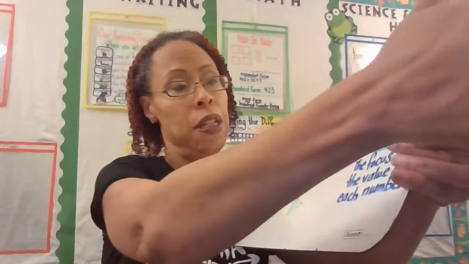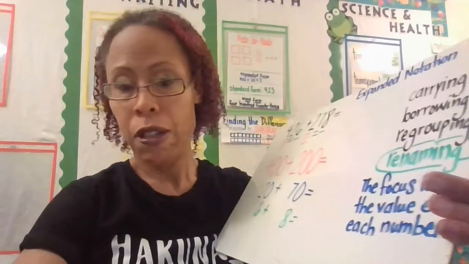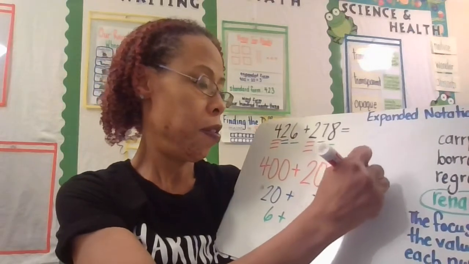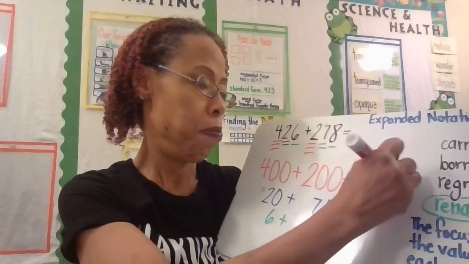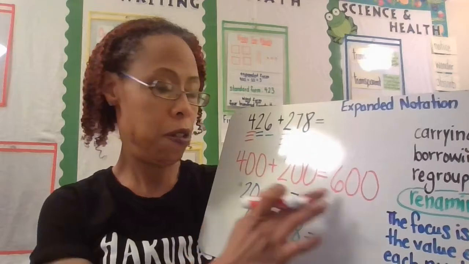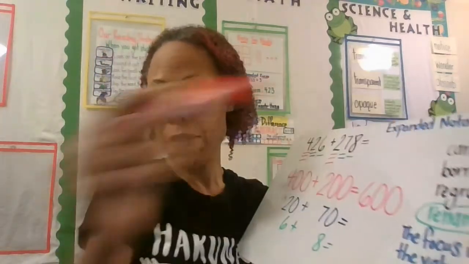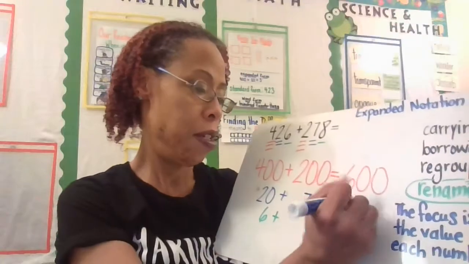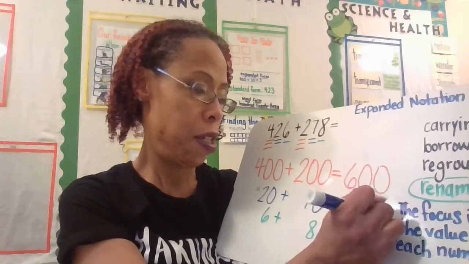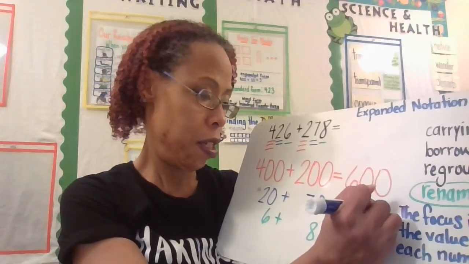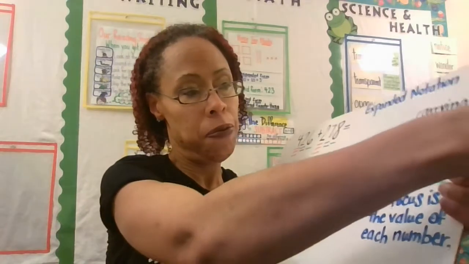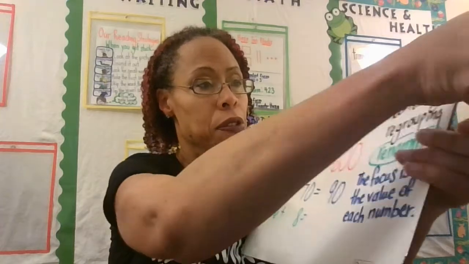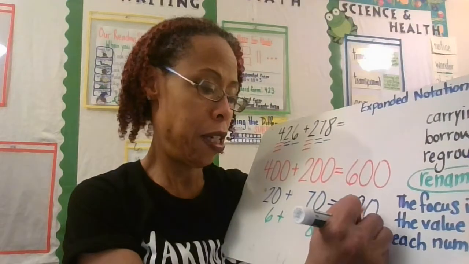So let's look at the hundreds place. 400 plus 200 equals 600. 20 plus 70 equals 90. And 6 plus 8 equals 14.